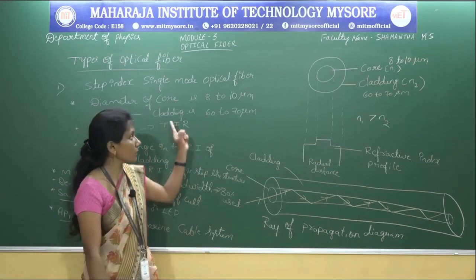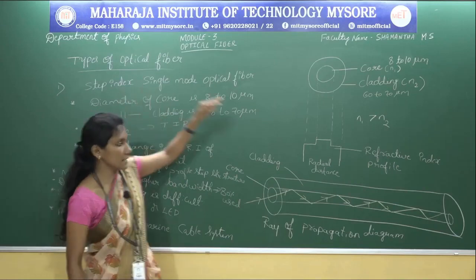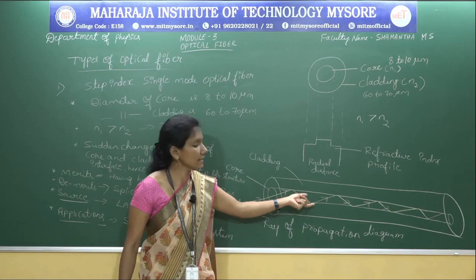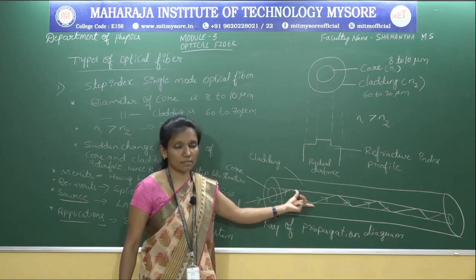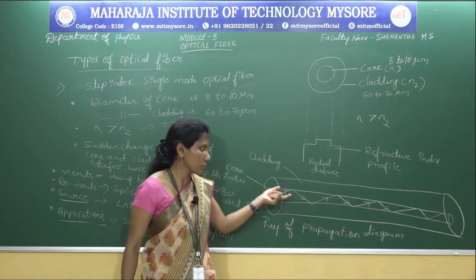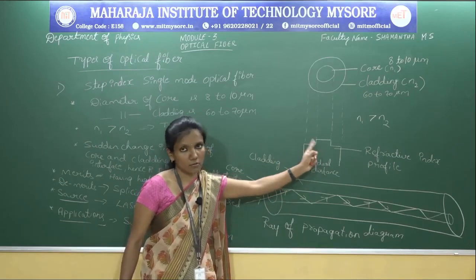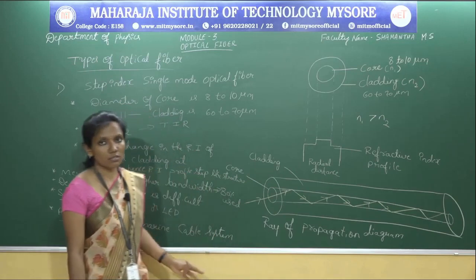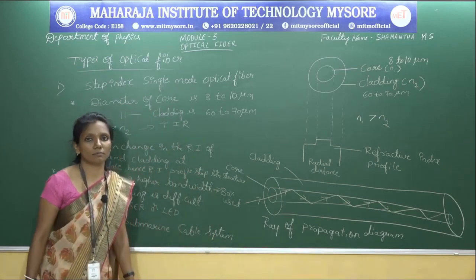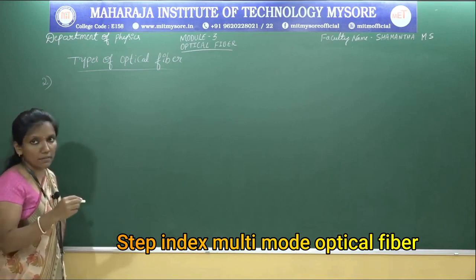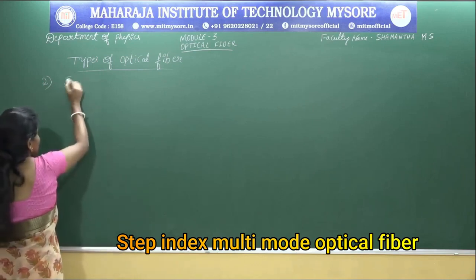Step index single mode optical fiber. Step index indicates that only a single ray passes inside the optical fiber because the core is narrow, so it takes a step-like structure inside the optical fiber. So this is a step index single mode optical fiber. The second one is the step index multi-mode optical fiber.